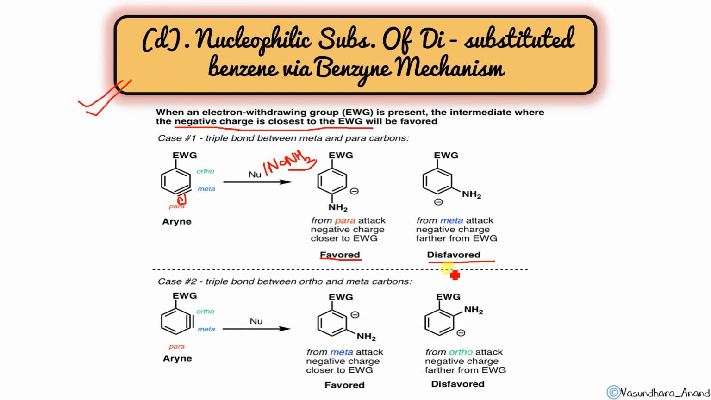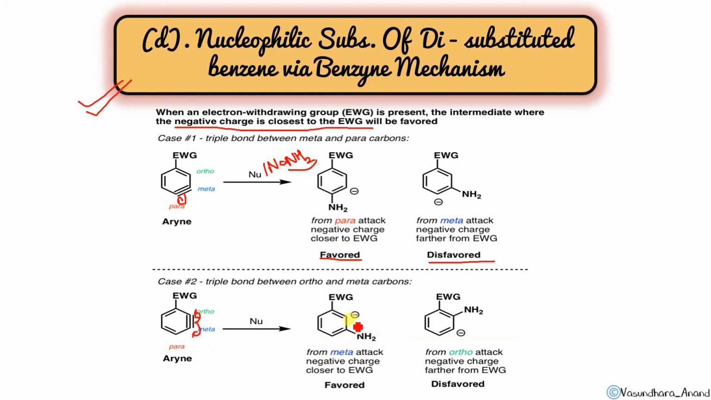Now, case 2, if the triple bond between ortho and meta carbon is there. Triple bond is present between ortho and meta carbon. So here also the bond can break on both sides. It can break on this side as well as it can break on this side, isn't it? So if it breaks on this side, that means meta position पे negative charge. It is away from the electron withdrawing group, isn't it? So if it is away, it will be disfavored, and if it is closer, it will be favored. So if this bond breaks on this side, that means here the electron density will be less, and that nucleophile will attach on this position. So this will form, isn't it?